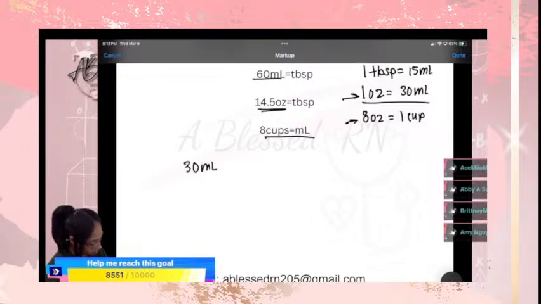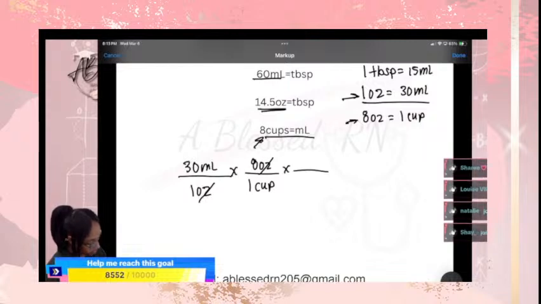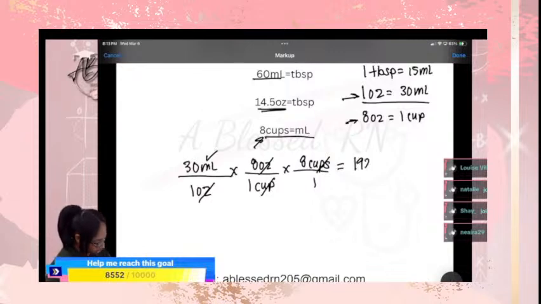30 mLs over 1 ounce, okay? We've got 8 ounces in 1 cup. Ounces cross out. Now we've got cups on the bottom. We need cups on the top, so we'll use our 8 cups from our problem. 8 cups, it's over 1 because it's not in a relationship, it's by itself. And now we're left with just milliliters. So 30 times 8 divided by 1 is going to be that many mLs, okay?